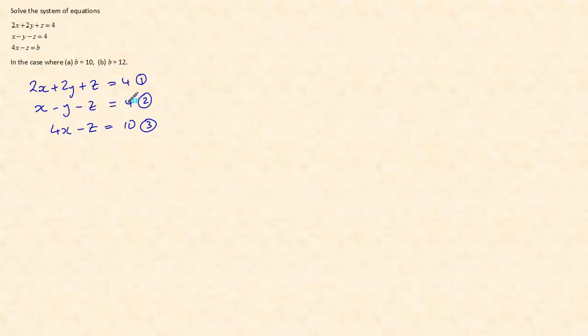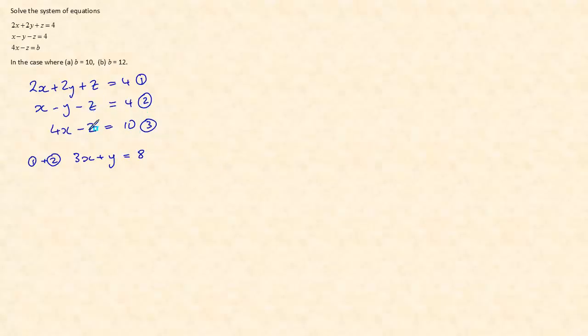So let's try getting rid of z. z's easy to get rid of. If we do equation 1 add equation 2, that's 3x add a single y is equal to 8.